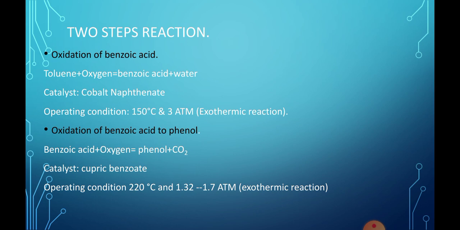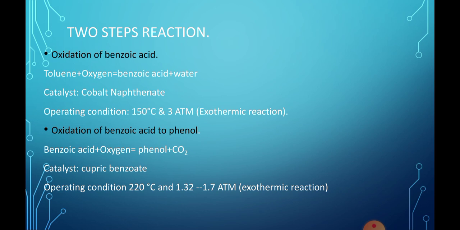Next, there are two reactions involved in the formation of phenol. The first one is oxidation of toluene to benzoic acid. The second one is phenol formation by the oxidation of benzoic acid. In the first reaction, toluene combined with oxygen will give benzoic acid as well as water. For this reaction, we need a catalyst. The operating conditions are 150 degrees centigrade temperature as well as 3 atm pressure. This reaction is exothermic.